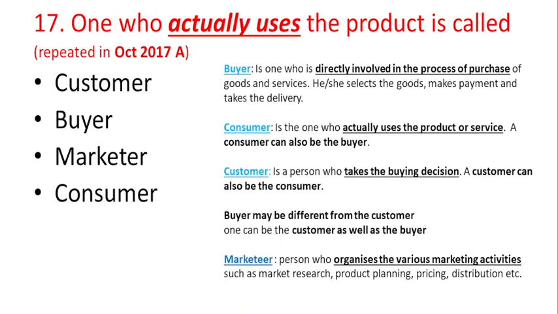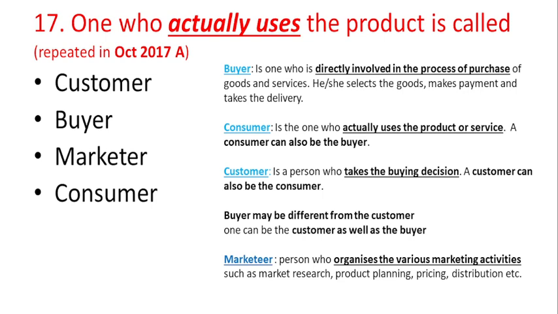So there are differences among these terminologies, the buyers, consumers and customers. We do use these terminologies simultaneously or interchangeably. However, they are different from one another. Buyer is the one who is directly involved in the process of purchase of the goods and services. However, the consumer is the one who actually uses the product or service, and customer is the one who takes the buying decision, and marketer is the one who organizes the various marketing activities.